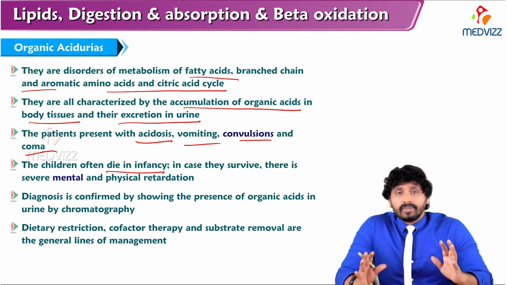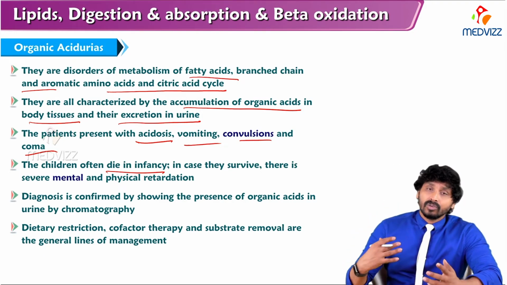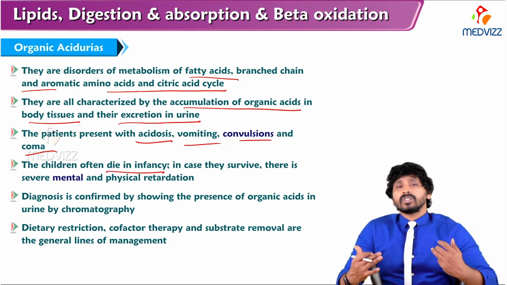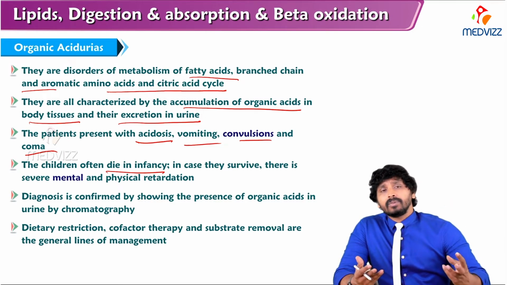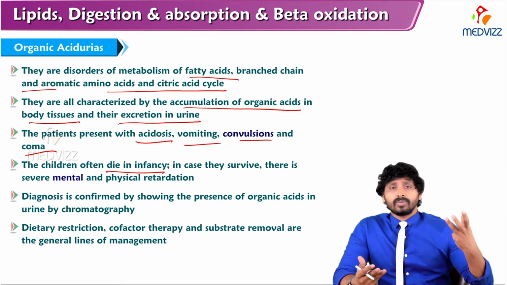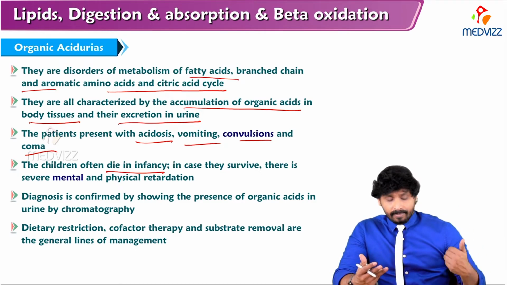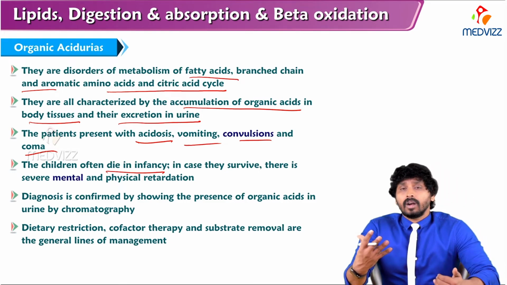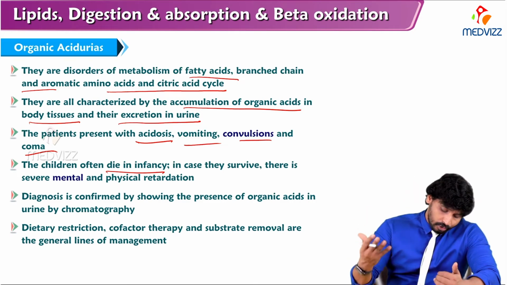In case they survive, there is severe mental retardation and physical retardation because there is no energy left over at all. Because of the defect in beta oxidation, what happens? Carnitine will be stored as acyl-carnitine, and again most of the acids of the citric acid cycle will be accumulating, and apart from that, what else here? Lysine or branched chain amino acids. So these will all be accumulating, causing acidurias.